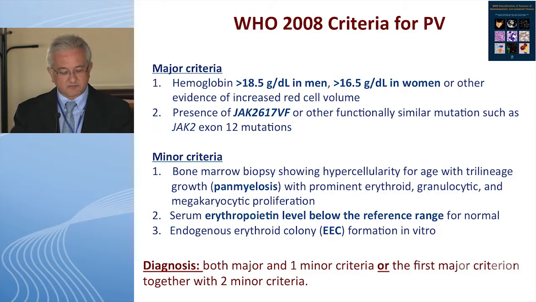That includes major and minor criteria. The major criteria are a hemoglobin greater than 18.5 and 16.5 in male and female respectively, or any other evidence of increased red cell volume, and the presence of the JAK2V617F or JAK2 exon 12, or even more rare and less well understood mutations that may be associated with erythrocytosis.